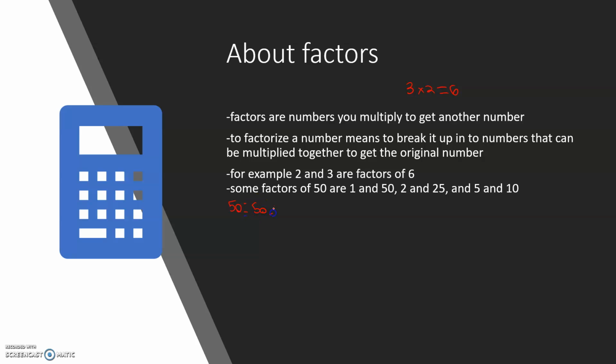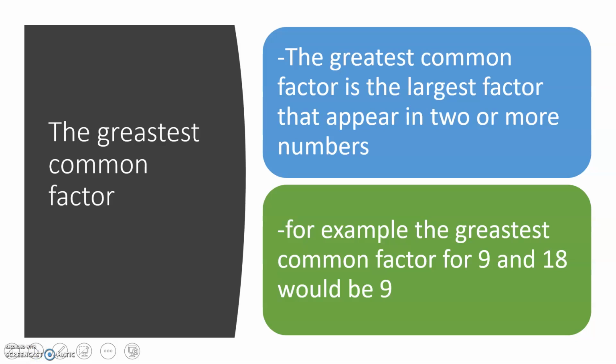50 and 1, 50 times 1 is 50. 25 and 2, 25 times 2 is 50. And 5 and 10. These are all factors of 50 because when they're multiplied by another number in this set, they can be equal to 50. Let's move on. The greatest common factor. The greatest common factor is the largest factor that appears in two or more numbers.